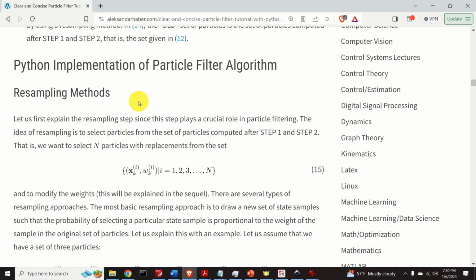Before we explain the Python implementation of the particle filter algorithm, we first need to explain the resampling step, since this step plays a crucial role in particle filtering. The idea of resampling is to select particles from the set of particles computed after step 1 and step 2. That is, we want to select n particles with replacements from this set, and to modify the weights. This will be explained in the sequel.